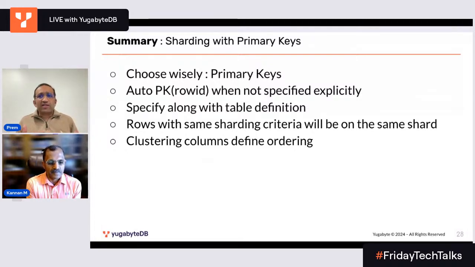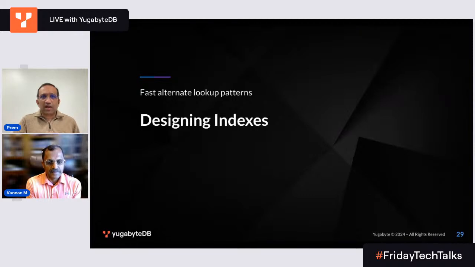YugabyteDB will automatically insert a hidden row ID if primary key is not specified. Remember to specify the primary key when creating the table, as changing it later can be expensive. Keys with the same sharding criteria will end up in the same shard, and clustering columns define the ordering within the partition. I'll try to move a little bit fast because we're short on time.